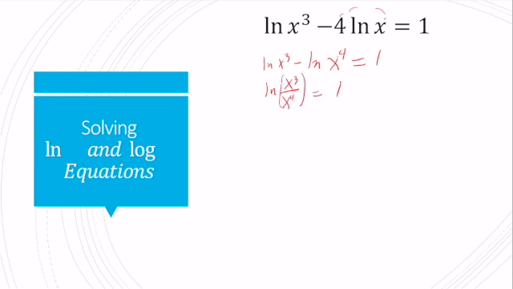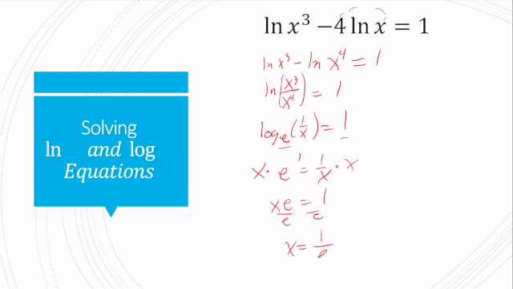That's going to leave me with the natural log, so log base e, of 1 over x equals 1. So this is saying e to the first power is 1 over x. So I'm going to go ahead and multiply both sides by x. That gives me xe equals 1. I divide both sides by e. I get x equals 1 over e as my final answer.